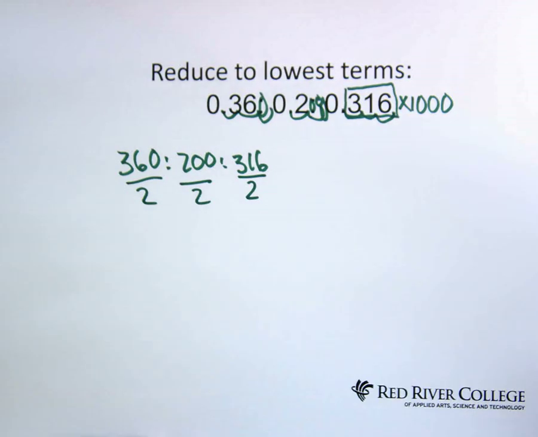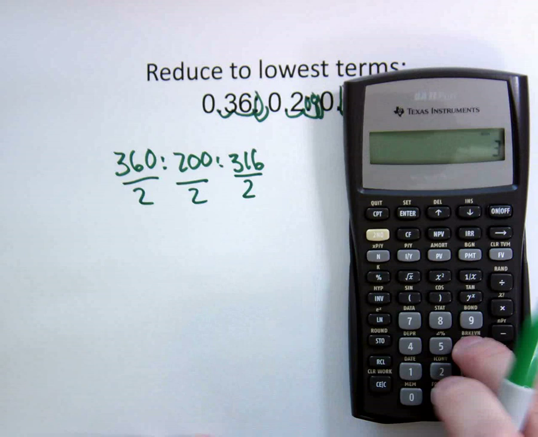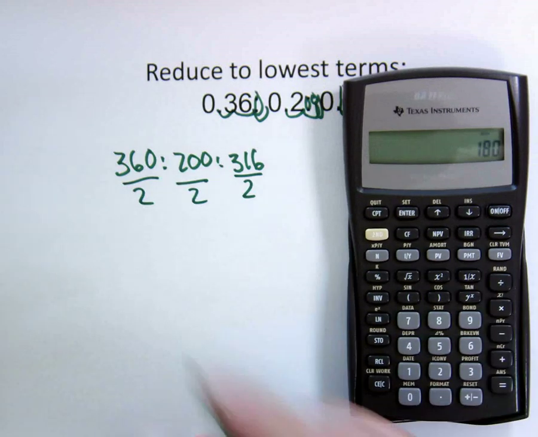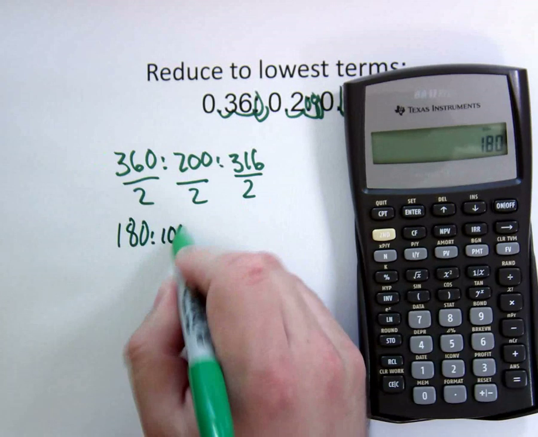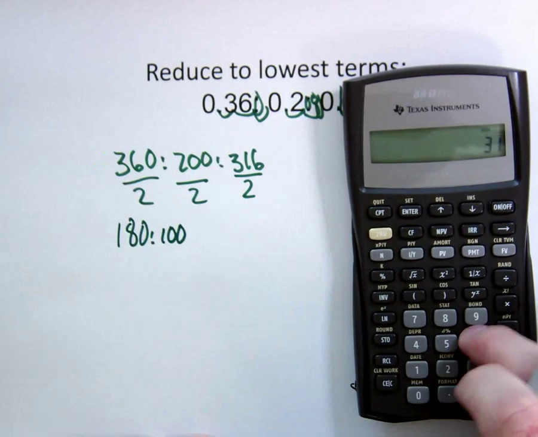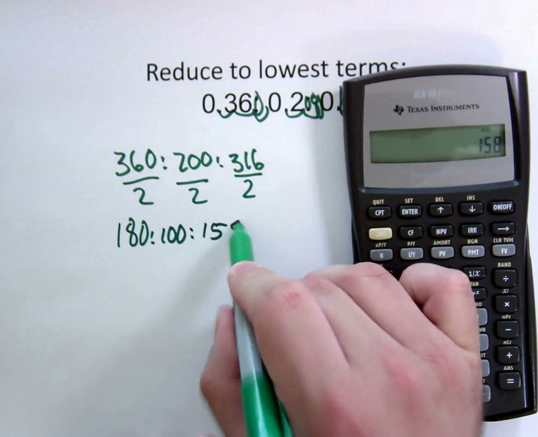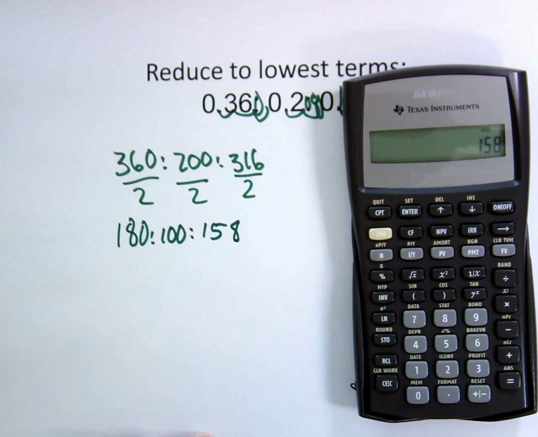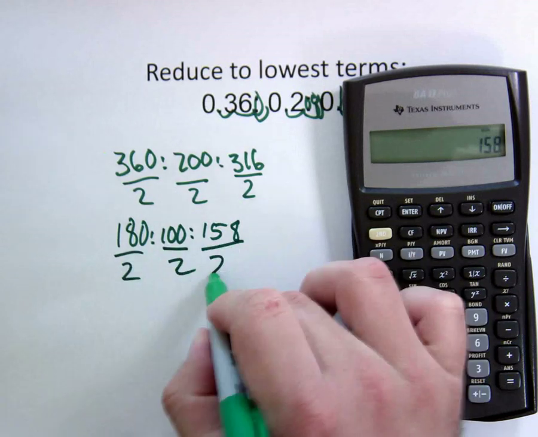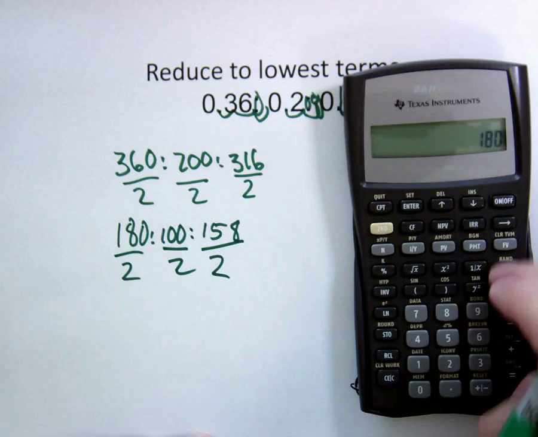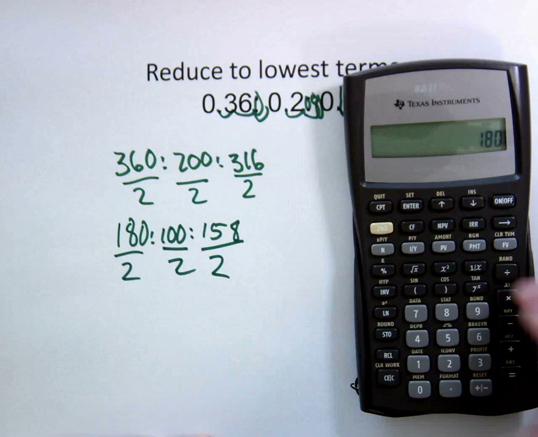So 360 divided by 2, let's just take out our calculator. So this is 180. Well, 200 divided by 2 is just 100, and finally 316 divided by 2 is 158. These are still even numbers, so we can still divide by 2 again. So let's start with the 180. 180 divided by 2.